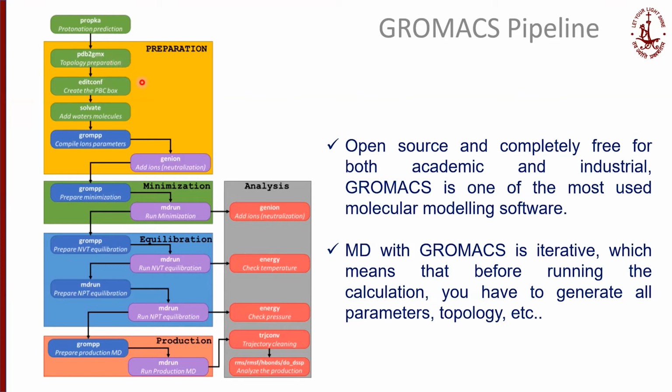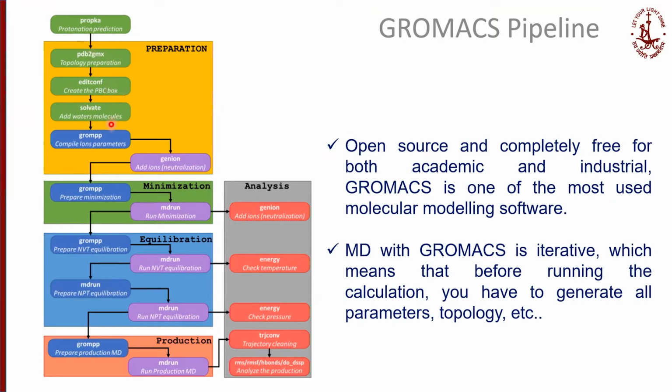Once you have the topology file, you have to create your box, your system. Then suppose in your system you have only solute, only protein, for example. You need to add solvent molecules also. So the next command that you will use is solvate. Solvate is used to add solvent molecules. By default in GROMACS, the solvent molecule used is water. You can use any other solvent of your own choice if you have the solvent's proper structure.